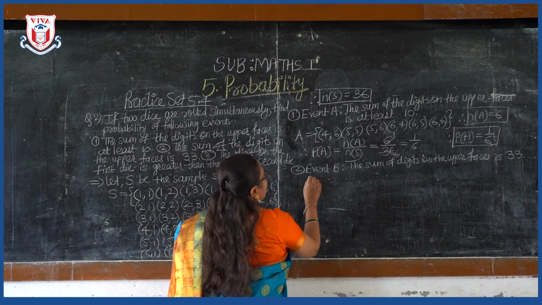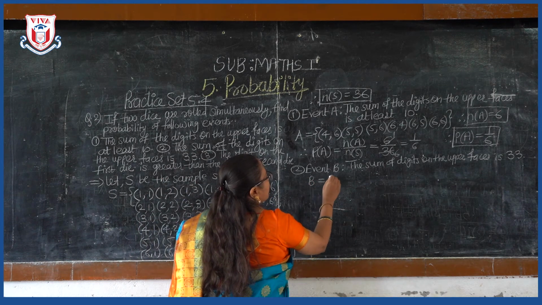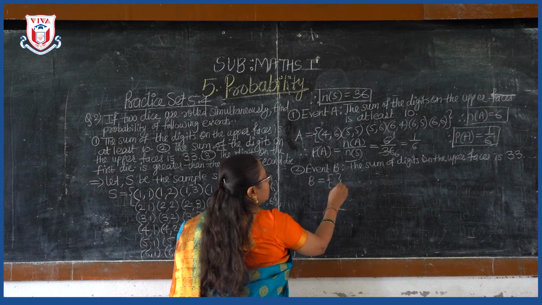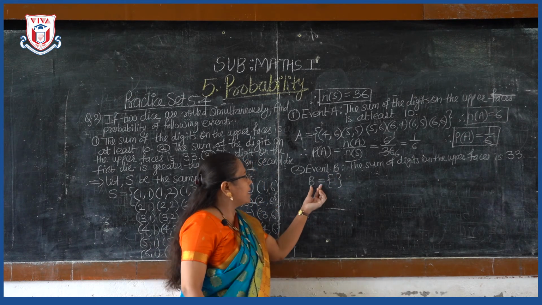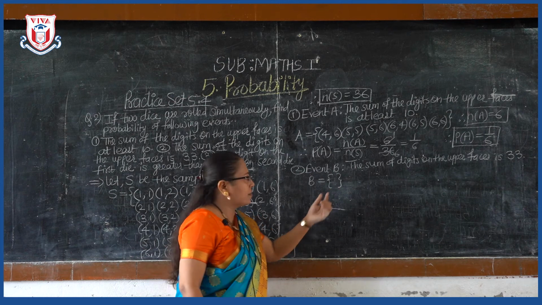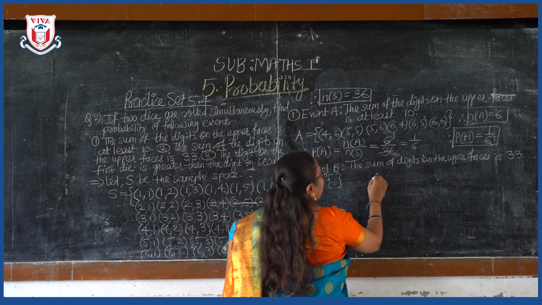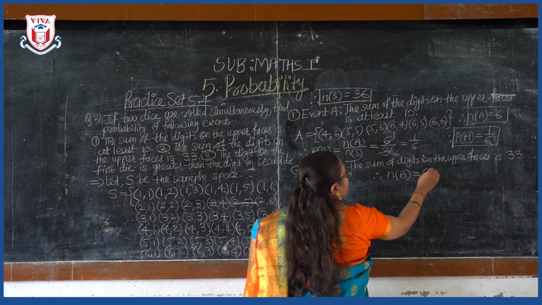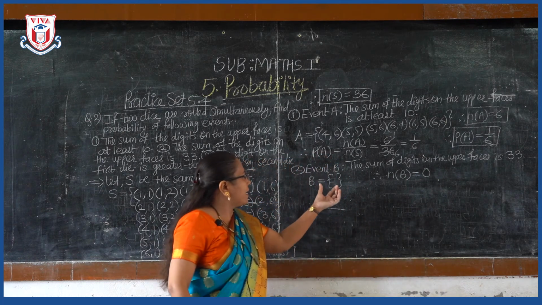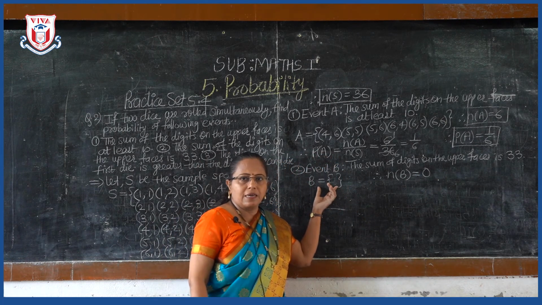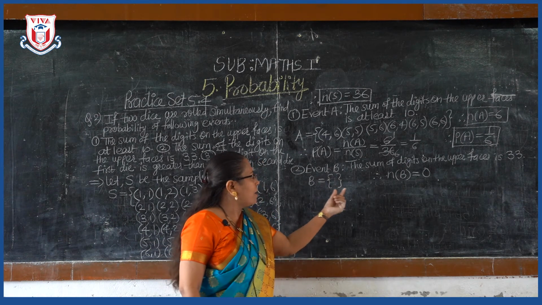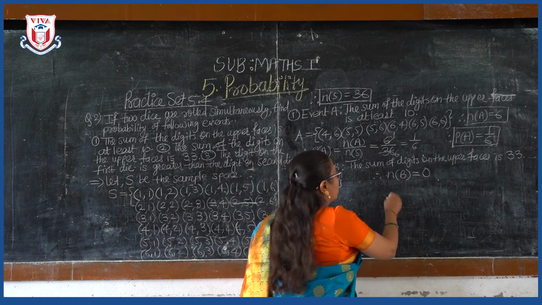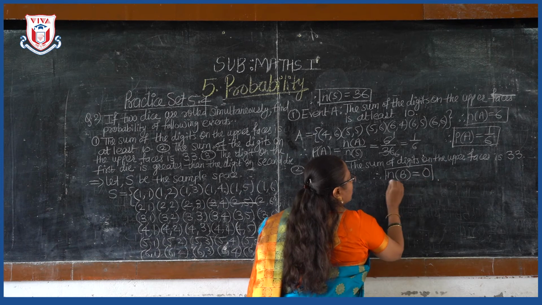So this event is empty set. This event is empty set, and therefore n of B is equal to 0. There is no any single element in this set. It is empty. Therefore n of B is equal to 0.